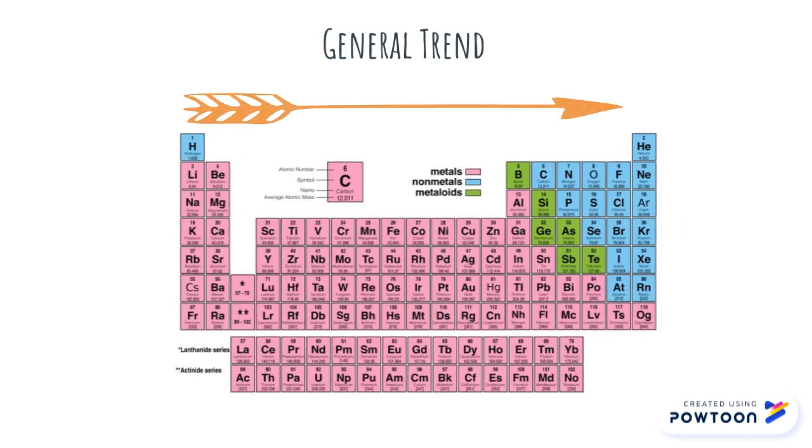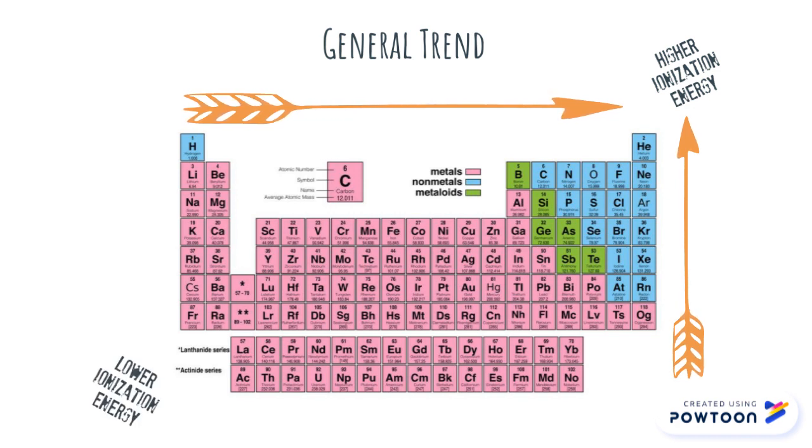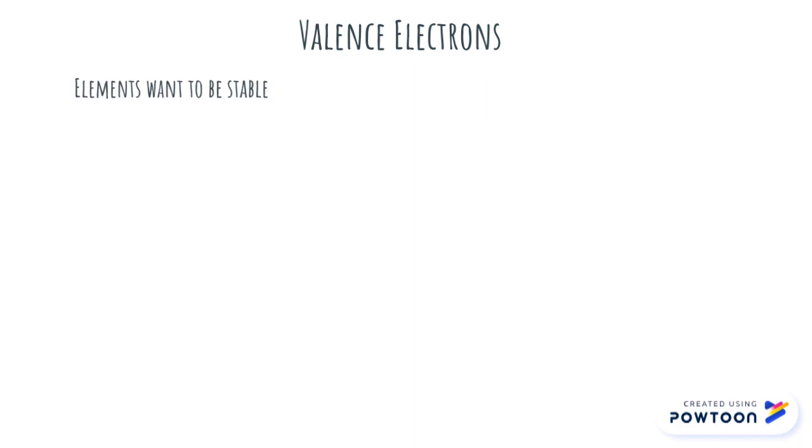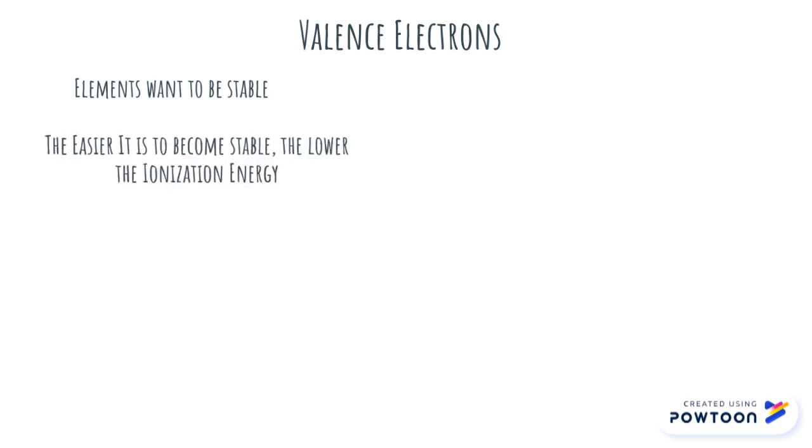The general trend for ionization energies tends to be that as you go towards the top right, you find higher ionization energies. In other words, it's very difficult to get rid of that electron. Whereas as you go towards the bottom left, you find a lot lower ionization energies, so it's very easy to get rid of it. The reason for this periodic trend has to do with each element's valence electrons, or outermost electrons. Every element wants to become stable, and thus the easier it is for it to become stable by losing an electron, the lower its ionization energy will be because it increases its stability.